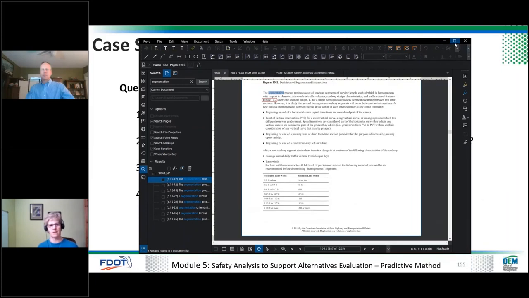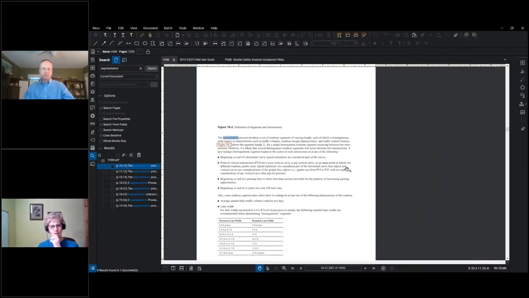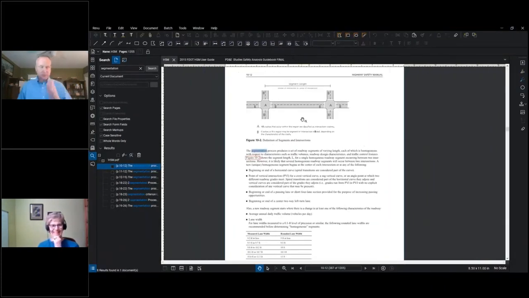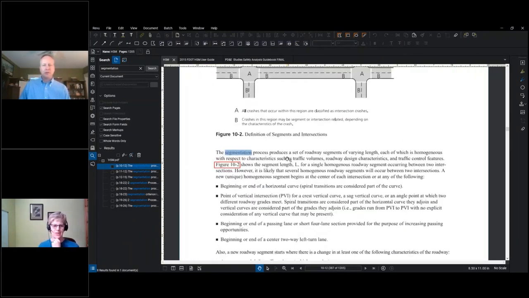And there is some guidance in the manual about things like shoulder width, if it's, oh good, you're pulling it up. Yeah. Sort of the rounding that you do. So it's an art form. I don't know, Rob, how does that? Yeah, no, I agree with you. It's homogeneous with respect to characteristics for traffic volumes, roadway design characteristics, and traffic control features. So you're trying to get these homogeneous sections.